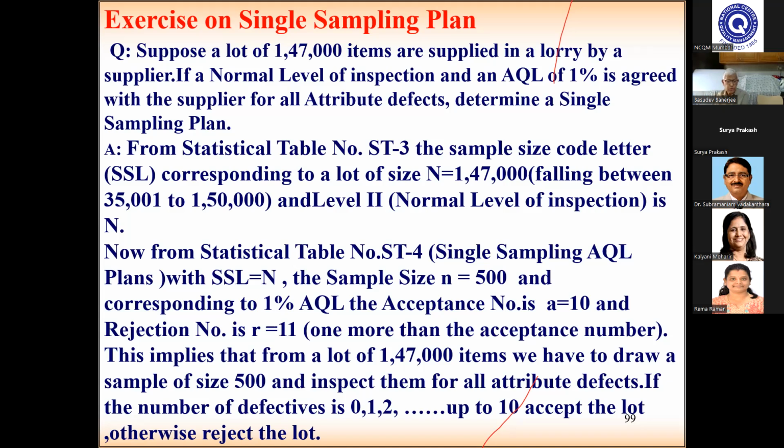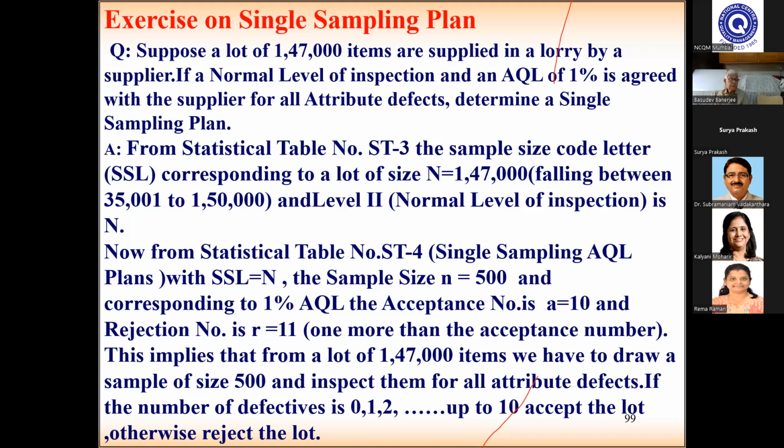Corresponding to N, suppose 500. AQL of 1% is selected. For 500, what is the acceptance number at 1% AQL? Go for 1% AQL. 10 is the acceptance number and 11 is the rejection number.